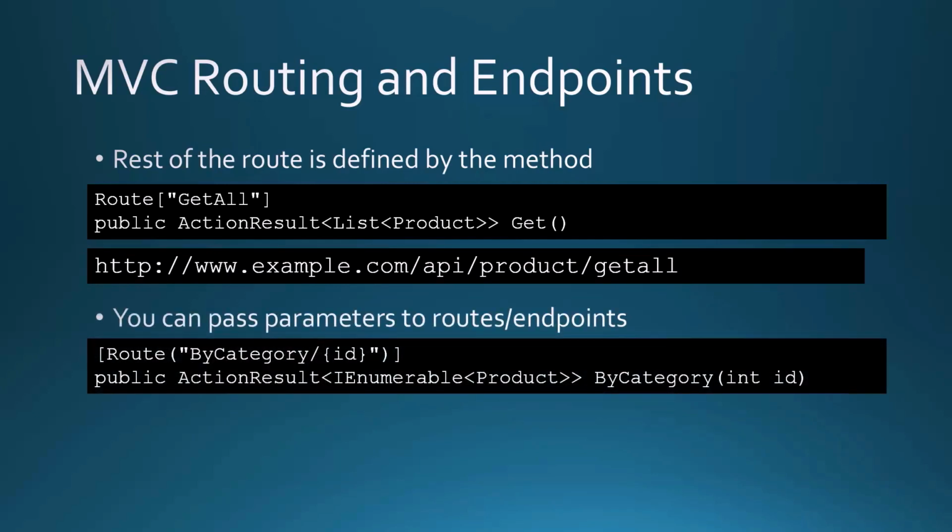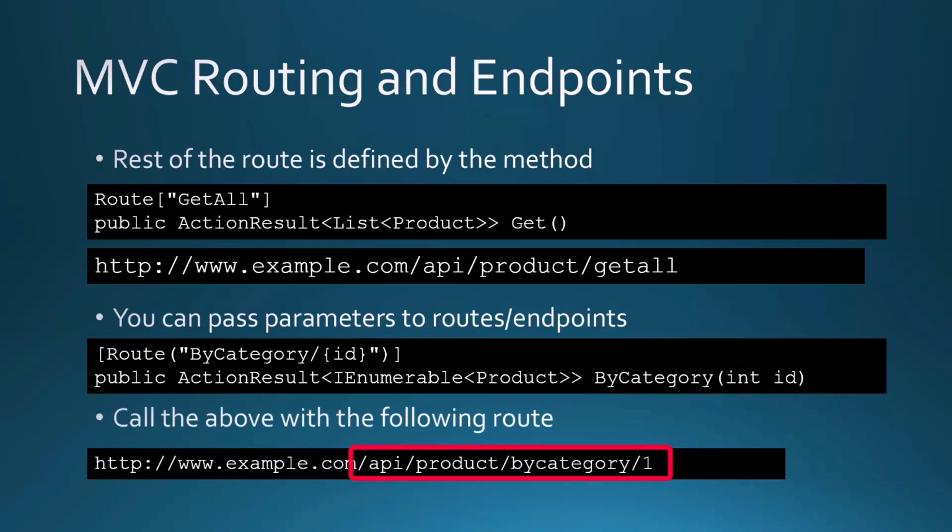Now, you're also allowed to pass parameters to routes. The way we do that in MVC is we have the route attribute. We put the route name in there, /, and then in the curly braces, we put our parameter name. And then we can have another / and another parameter if we want. We simply have the one here. So inside of our function declaration here, ByCategory, we put int id. So to call that route, it would be /API/product/ByCategory/1, and 1 would be placed into that id parameter.